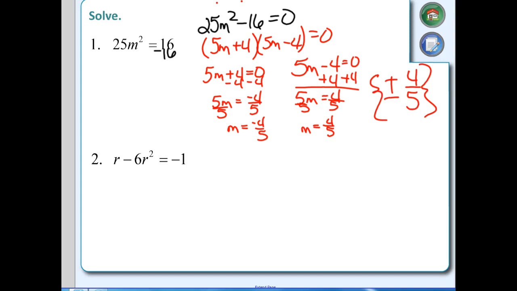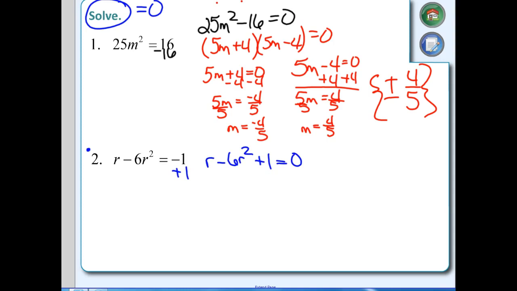Let's look at problem number 2. If we look at problem number 2, and the directions still say solve, for me to solve it has to equal 0. So when I look at number 2, it does not equal 0. Who do I need to move to make that equal 0? Yeah, that's right. We're going to move that negative 1 over. So we're going to add 1 to both sides. So now I have r minus 6r squared plus 1 equals 0.